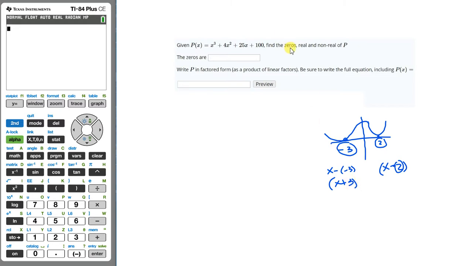So essentially when we're trying to find x-intercepts, we're also trying to find factors. If we find the factors, we know the x-intercepts. If I know x take away 2 is a factor, I know 2 is an x-intercept. If I know x plus 3 is a factor, then I know x take away negative 3, or negative 3 itself, is an x-intercept of the function.